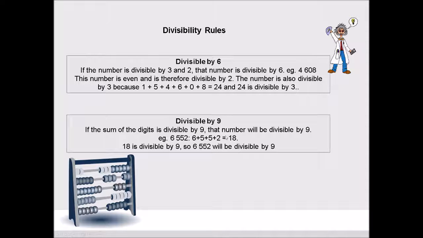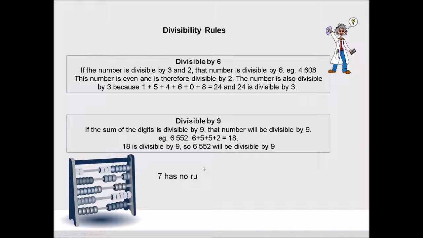The rule for 9. The rule for 9 is basically the same as the rule for 3, except that when we add the digits and it is divisible by 9, remember, then the number can also be divided by 9. For example, 6 plus 5 plus 5 plus 2 give us 18, and 18 is divisible by 9, therefore that whole number is also divisible by 9.